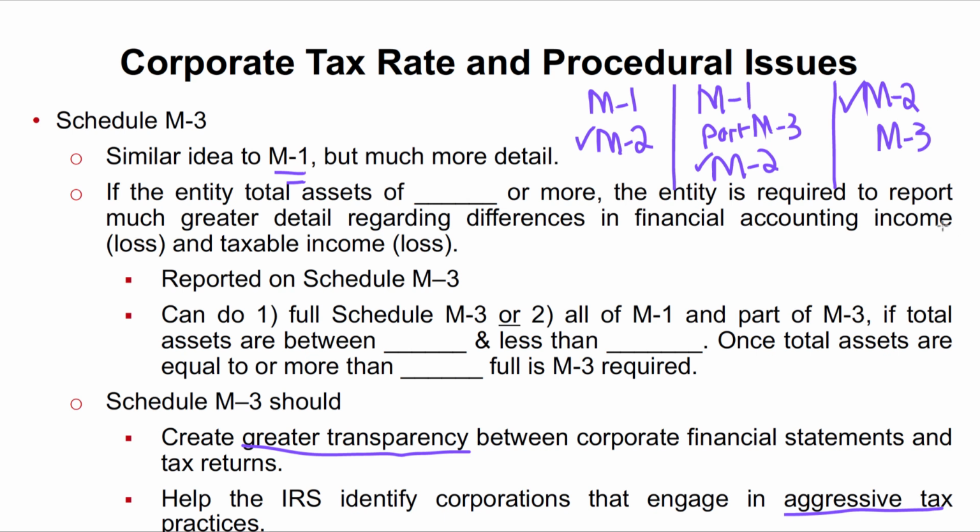And by the way, stop the video right now. Go look at the Form 1120 M1. Also go look at the Schedule M3, which is an attachment, and take a look and see how it differs. Now, the idea here, again, M3 is more detailed than M1.